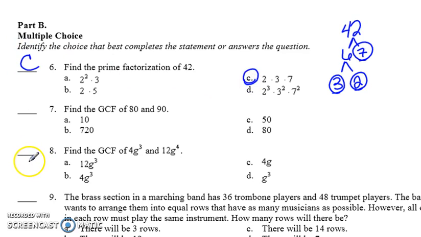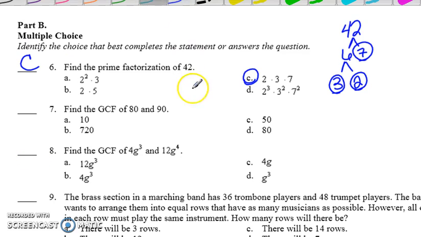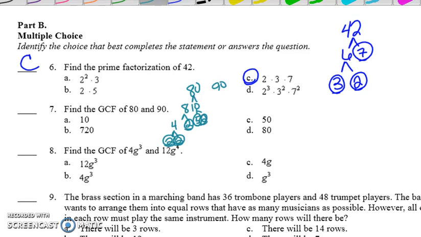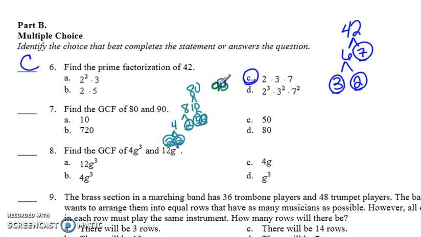Number 7, find the greatest common factor of 80 and 90. So 80 can be broken down into 8 times 10. 8 is 4 times 2, and 2 times 2 would be 4. And 10 is 5 times 2. And then 90 is 10 times 9. 9 is 3 times 3. And 10 is 5 times 2.